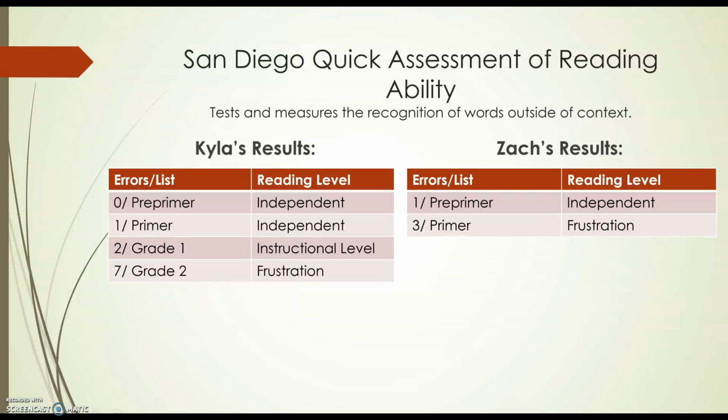For Zach, his results showed that his pre-primer level was independent. He had 1 error on that list, which had words such as see, play, me, at, run, go, which I find to be a lot of the kindergarten sight words that he's familiar with. And then he had 3 errors on his primer level, which is then determined as a frustration level with making 3 errors. And those were words like you, come, not, with.